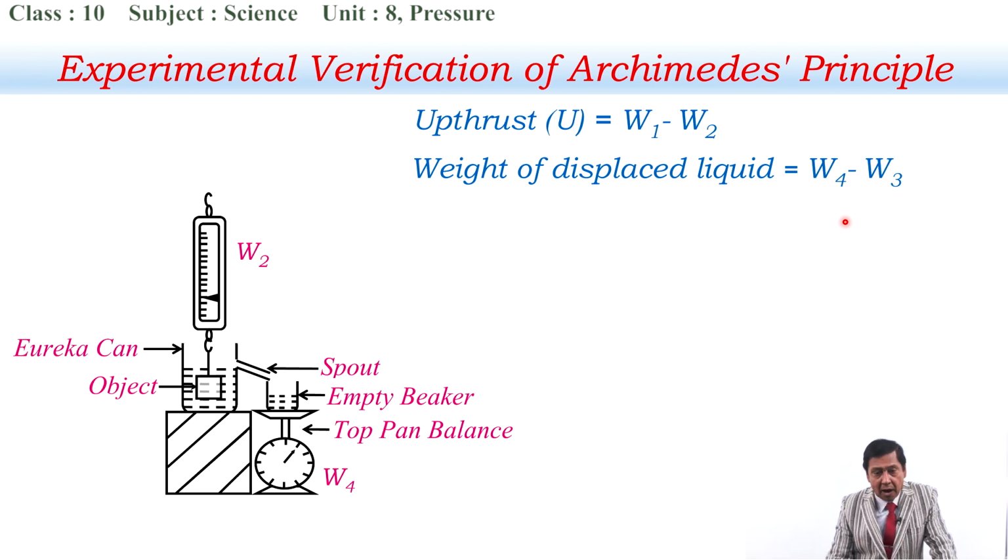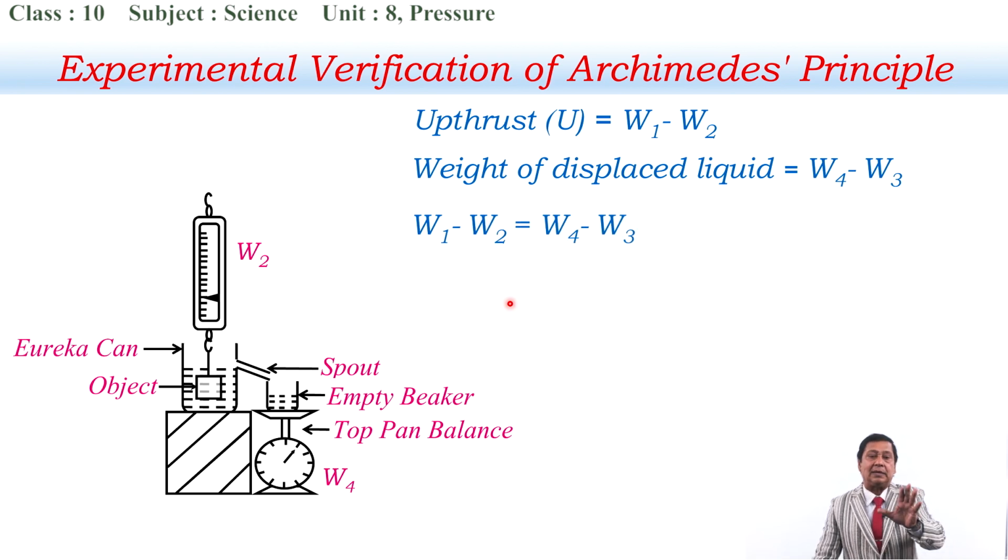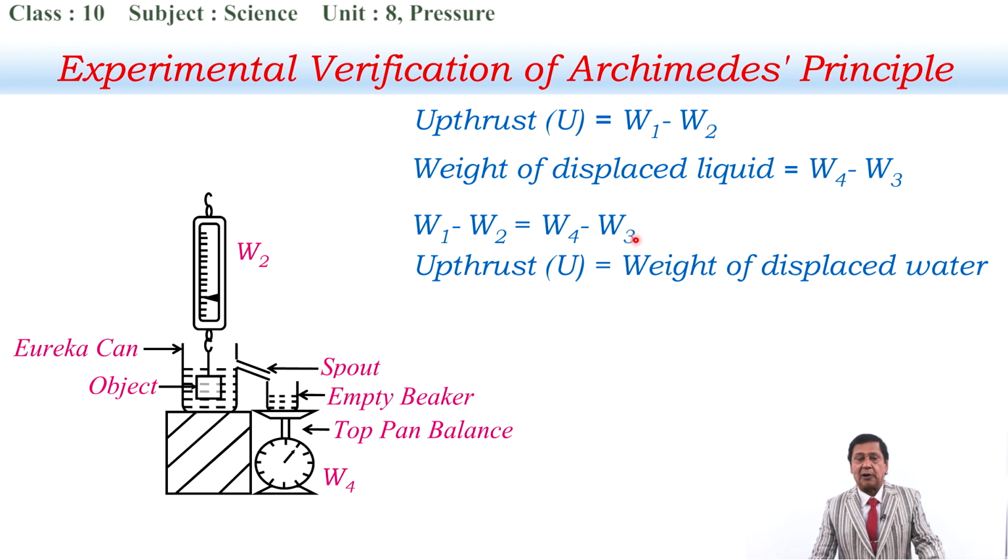Now, what is found experimentally? W1 minus W2 is found to be equal to W4 minus W3. It means this W1 minus W2 is upthrust. Upthrust is found to be equal to what? Weight of displaced liquid. So the result of this experiment is that upthrust is equal to the weight of displaced liquid. This way we can verify Archimedes' principle experimentally. I think now you are clear, isn't it? This is the experimental verification of Archimedes' principle.